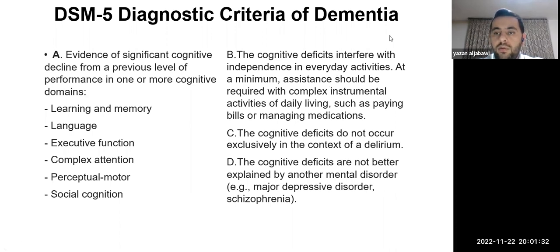Besides this, in order to diagnose dementia, we must fulfill the other criteria. The cognitive deficits should interfere with independence in everyday activities. At a minimum, assistance should be required with complex instrumental activities of daily living, such as paying bills or managing medications. Criterion C, the cognitive deficits do not occur exclusively in the context of a delirium. And the last criterion is that the cognitive deficits are not better explained by any other mental disorder.